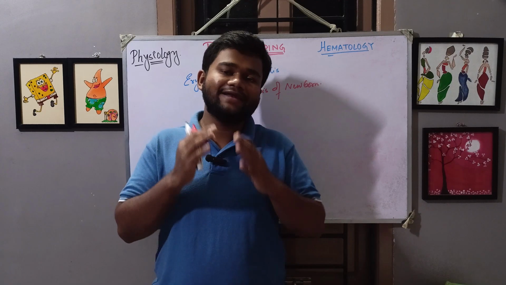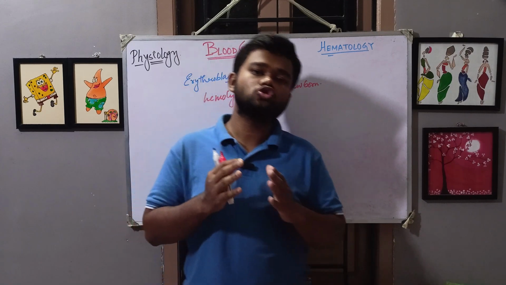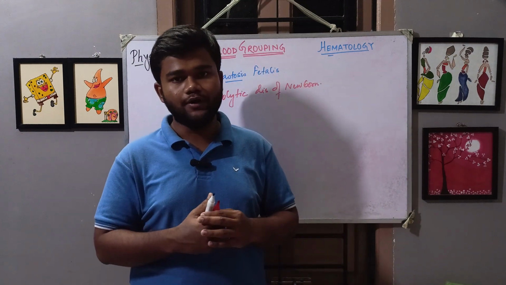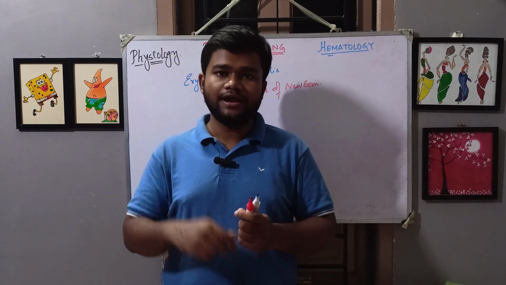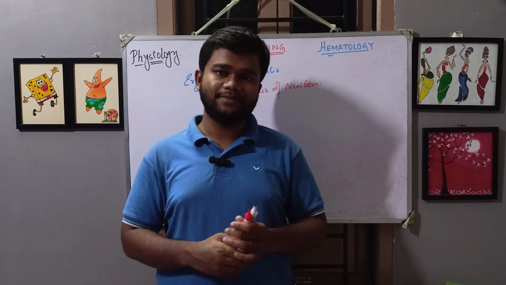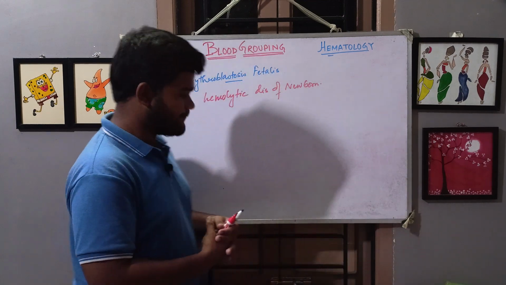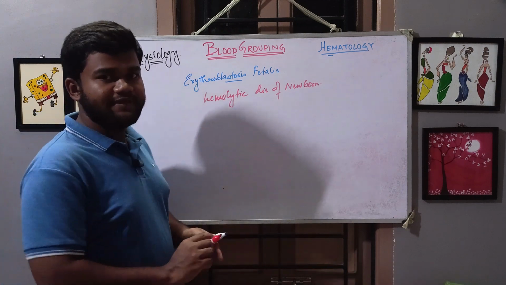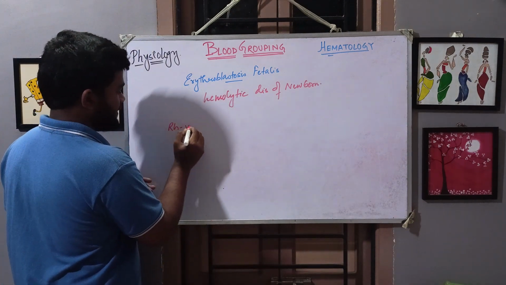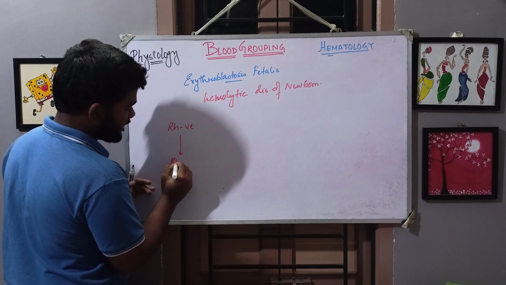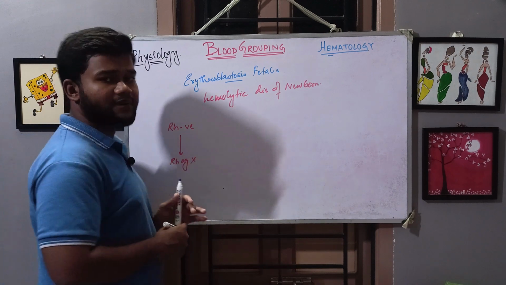Now, let us talk about erythroblastosis fetalis. This is also known as the hemolytic disease of the newborn. This disease is caused due to Rh incompatibility between maternal blood and the fetal blood. Let us understand it clearly. For example, the mother is Rh negative. That means she will not have the Rh antigen in her blood.